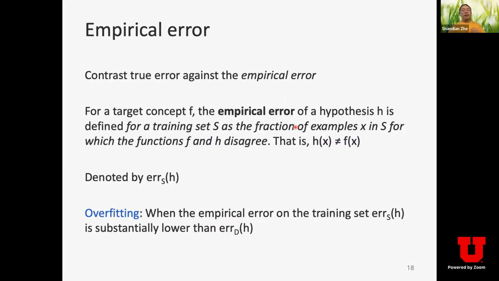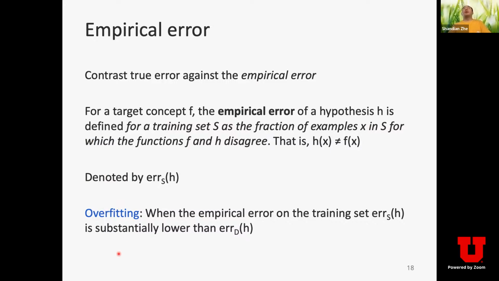So another commonly used error in machine learning development is called empirical error. What's the definition of empirical error? I don't want to read this lengthy definition, but I can tell you empirical error is just training error. Basically, you apply your hypothesis H to predict every example in the training set. You just look at the ratio of the mispredicted examples in the training set, which is the empirical error. We denote empirical error by error S of H, because S is the training set. By the way, any question regarding the definition of empirical error? It's straightforward, right?